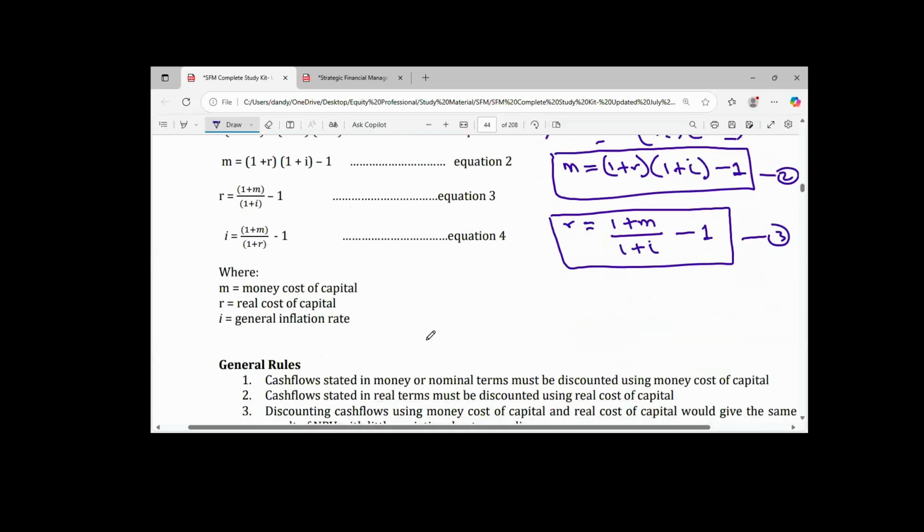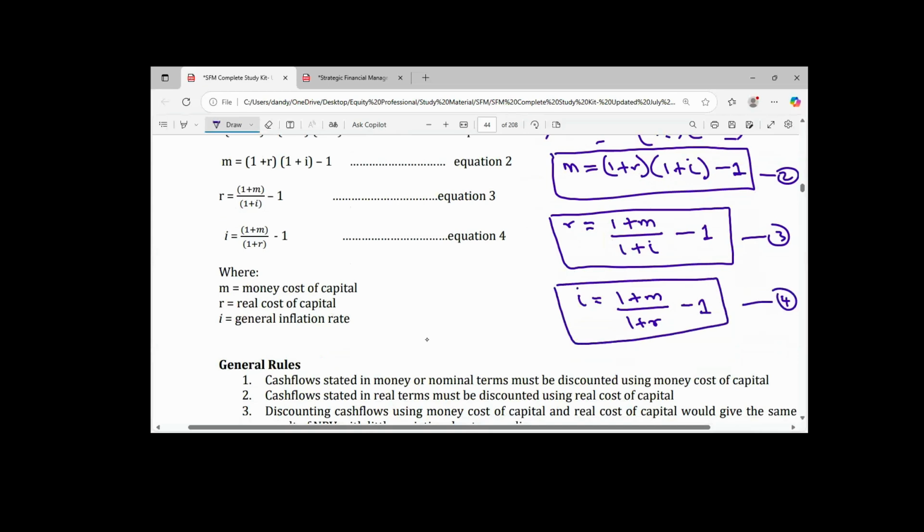I is not given in the question. Therefore, general inflation rate, same way you calculate the real cost of capital. So general inflation rate will be 1 plus money cost of capital divided by 1 plus real cost of capital, all of this minus 1. So this will give us the general inflation rate. So these are all the relevant formulas.